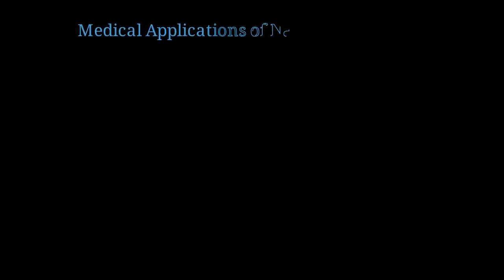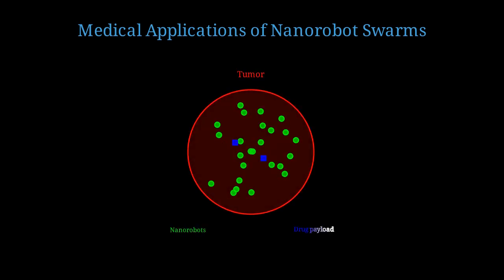The most exciting applications of nanorobot swarms are in medicine. How might swarms of nanorobots revolutionize healthcare? Targeted drug delivery: imagine a swarm of nanorobots programmed to locate a tumor, penetrate its tissue, and release therapeutic drugs directly at the cancer cells while sparing healthy tissue.